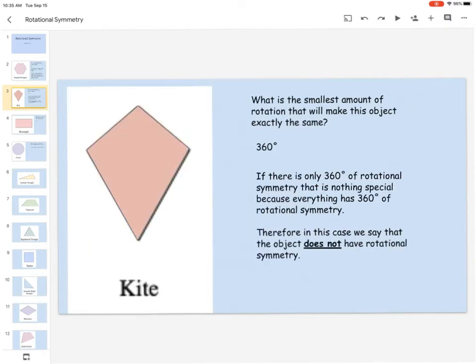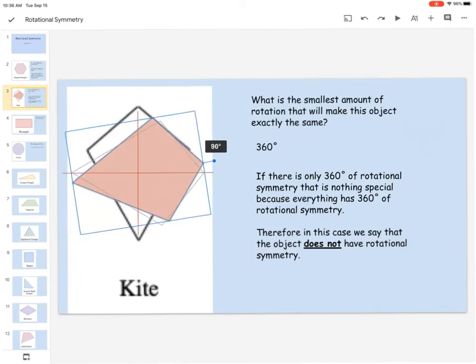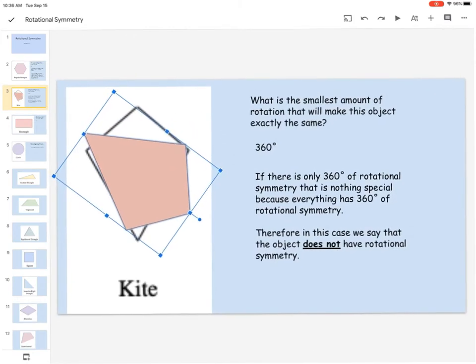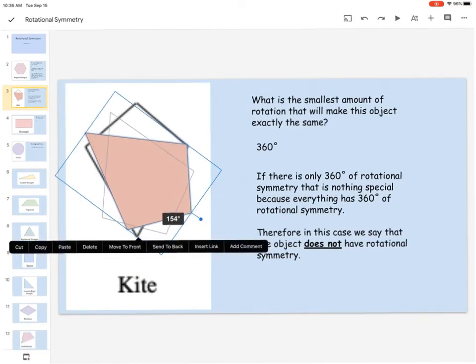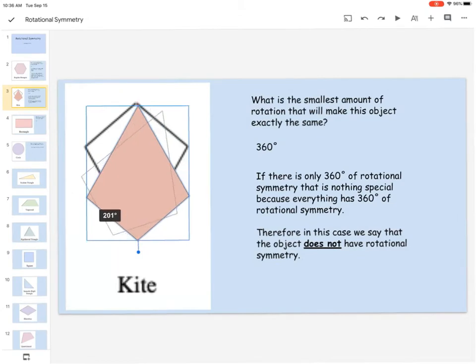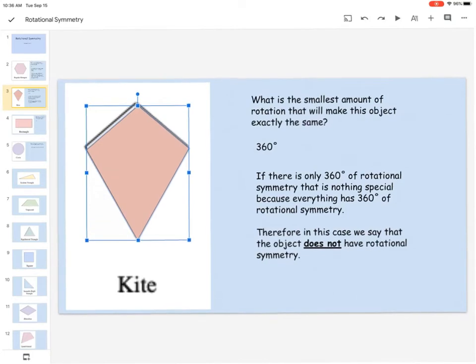If we take a look at a kite, it is defined as a quadrilateral with 2 pairs of congruent, equal sides. Now, in this kite, this is not a regular figure because all the sides are not the same length and all the angles are not the same measure. So as I rotate this one around, you'll notice that there's no place I can stop so that it's exactly on top of itself until you get back up to 360 degrees.